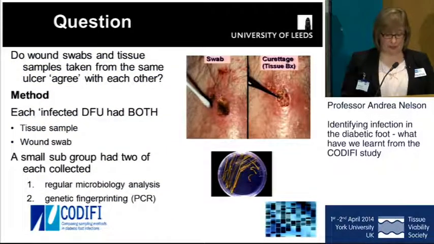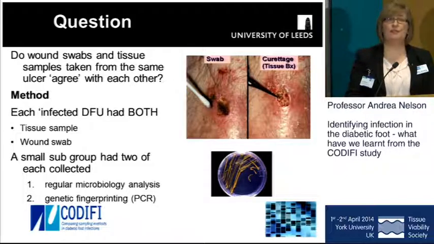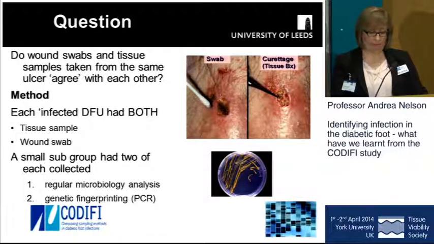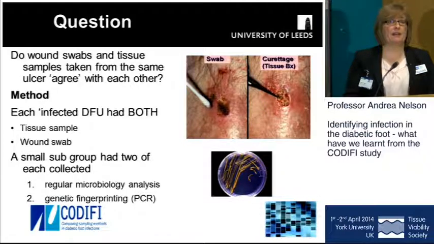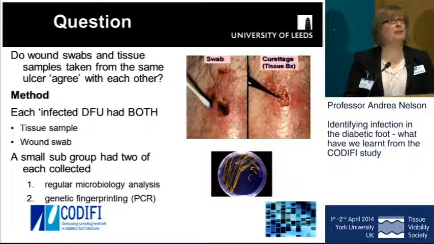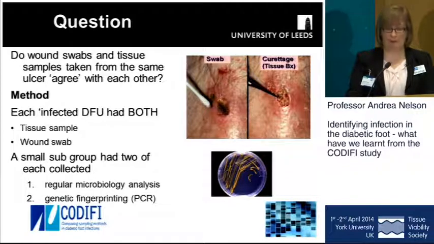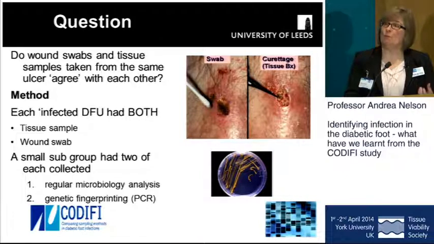So the official question that we were setting out to answer with our research was, do wound swabs and tissue samples agree with each other, or do they disagree? So the method we used was a cross-sectional study in which a diabetic foot ulcer, which had been determined by the clinician as being clinically infected, had first of all a wound swab taken and then immediately a tissue sample taken from the same area. In this way, we could then compare whether you got more information from one technique or the other.